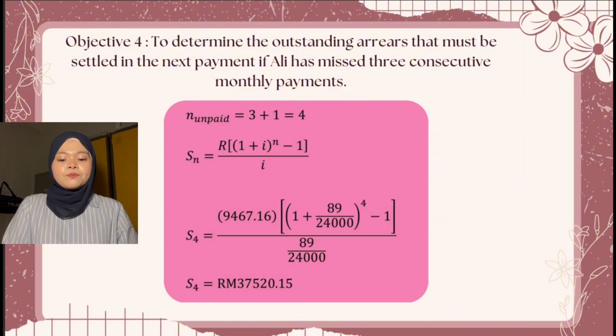S4 equals in bracket 785 ringgit and 99 cents, in bracket 1 plus 89 over 24,000 to the power of N minus 1, over 89 over 24,000, and the answer will be S4 equals RM 3,520 ringgit and 50 cents.